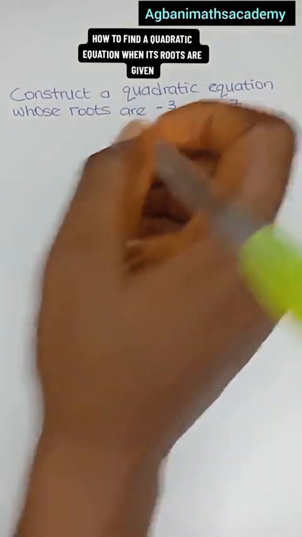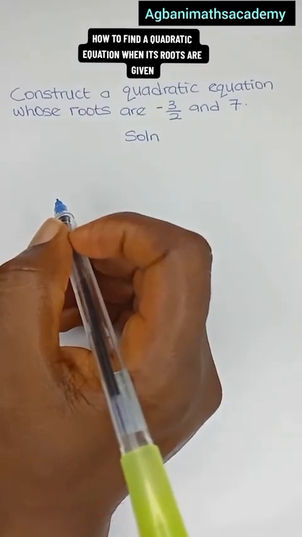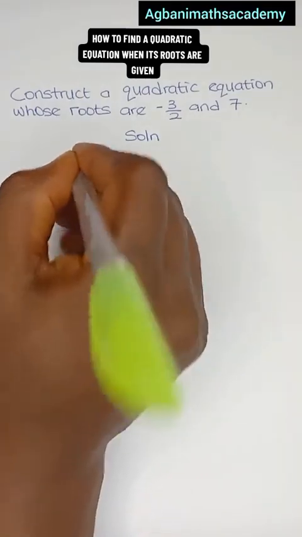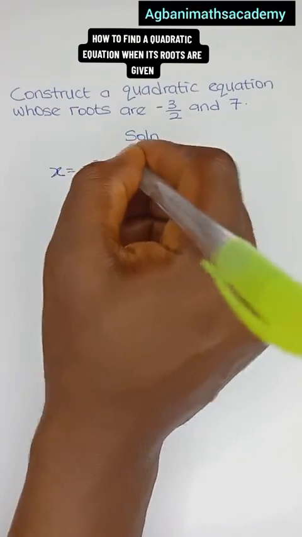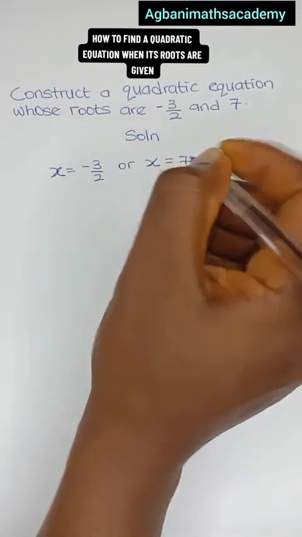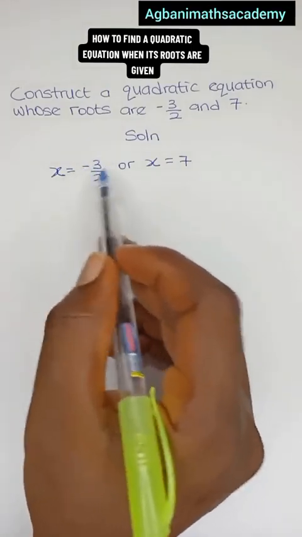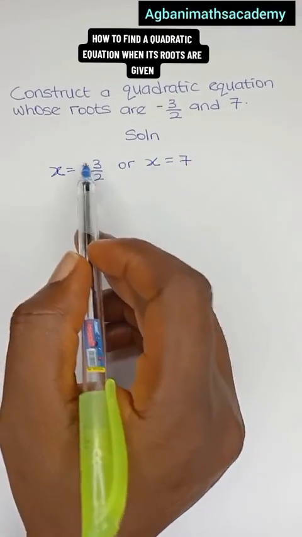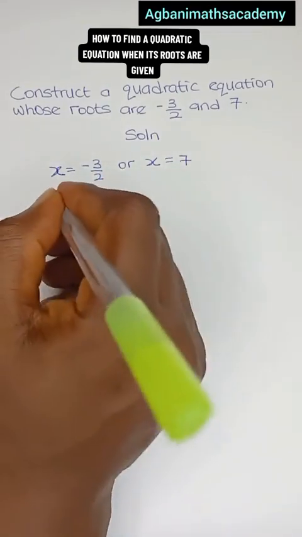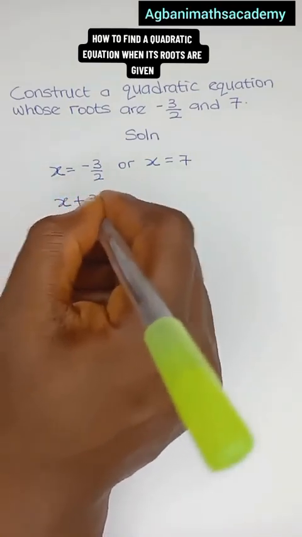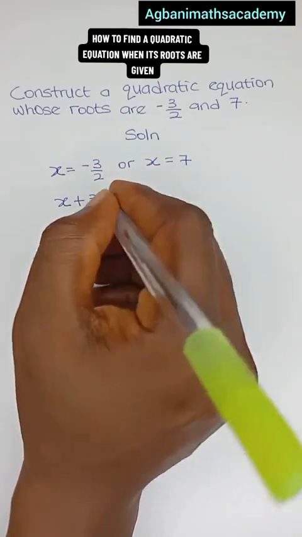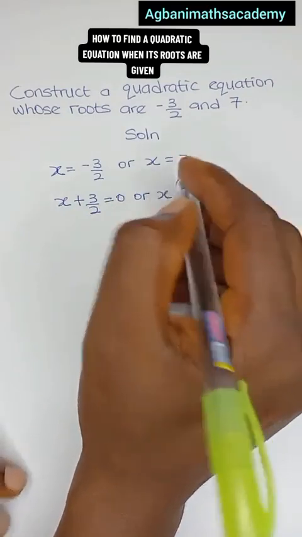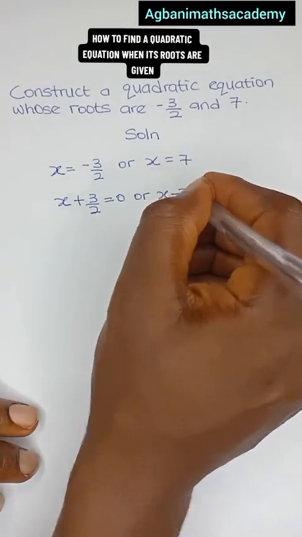Solution. So the roots of a quadratic equation, as I said, are the values of x when y is equal to 0. This means that x is equal to -3 all over 2 or x is equal to 7. The next thing we are going to do is to move this -3 all over 2 and this 7 to the left side of the equation. When we do that, the minus sign here is going to change to positive. So we have x plus 3 all over 2 equal to 0, or x plus 7 moving to the left side will have a negative sign, so we have x minus 7 is equal to 0.